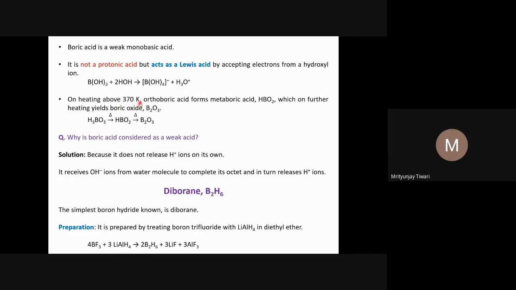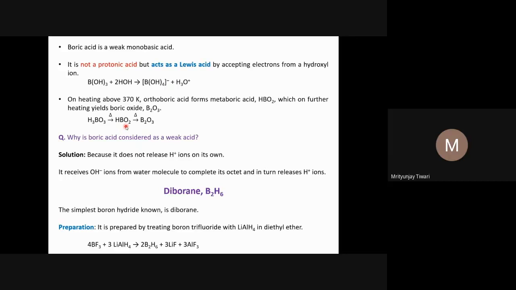So on heating above 370 Kelvin, orthoboric acid forms metaboric acid, HBO2, which on further heating yields boric oxide B2O3, or boric anhydride as we also call it. So H3BO3 on heating gives HBO2, which we call metaboric acid. The metaboric acid is formed when one water molecule is removed from the boric acid.